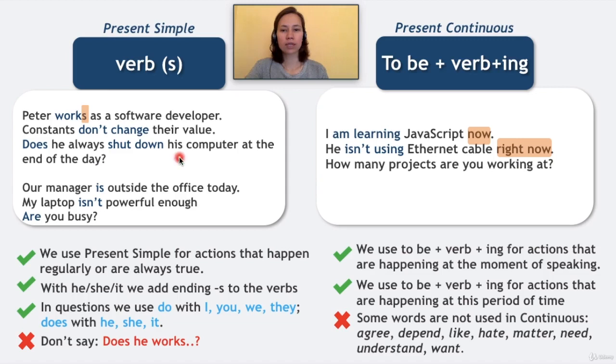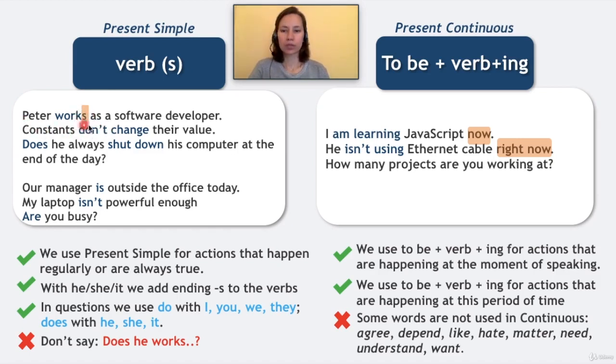Does he always shut down his computer at the end of the day? Does he always shut down? Yeah. So what can you see from these three examples here already? We have positive sentences like Peter works. We have negative sentences, constants don't change. And we have a question, does he always shut down his computer? And you can see the formation of all of those types of sentences.